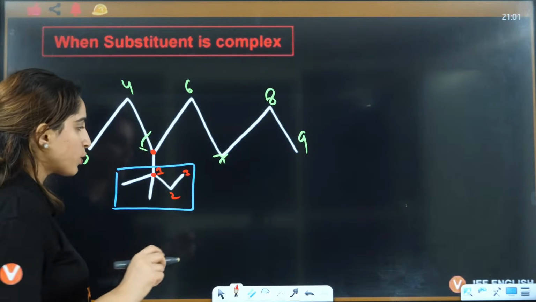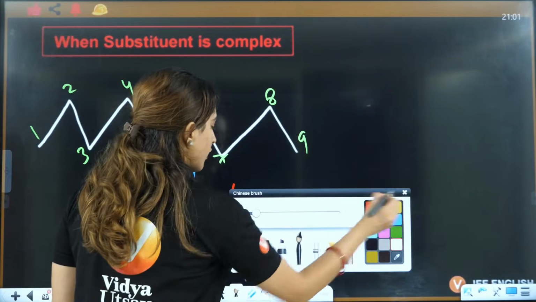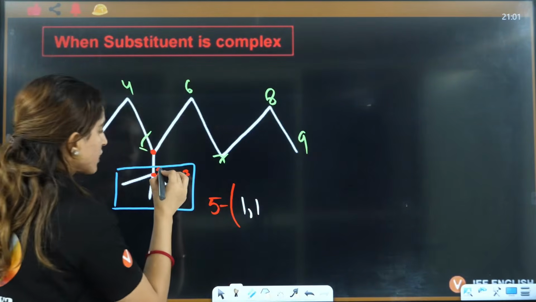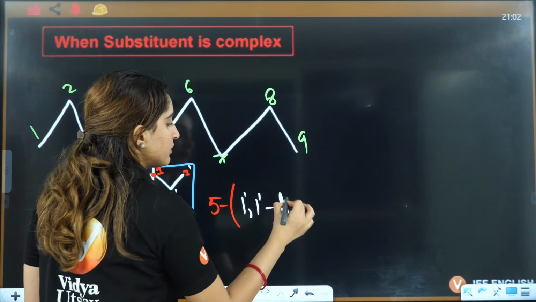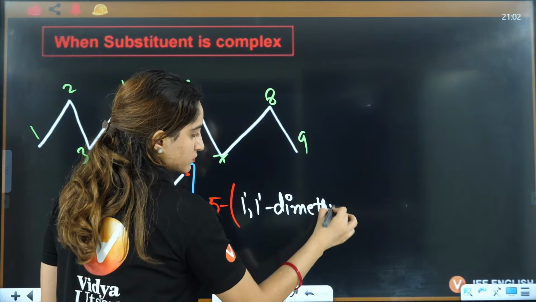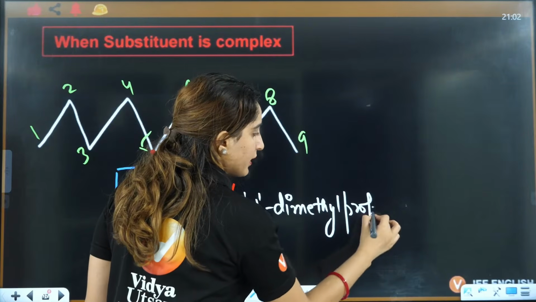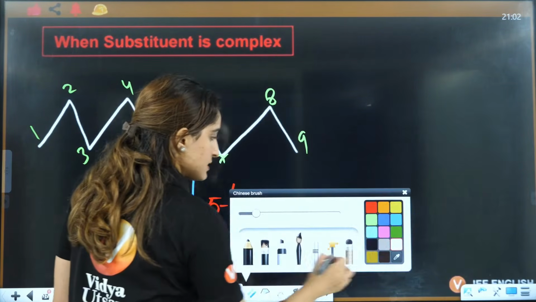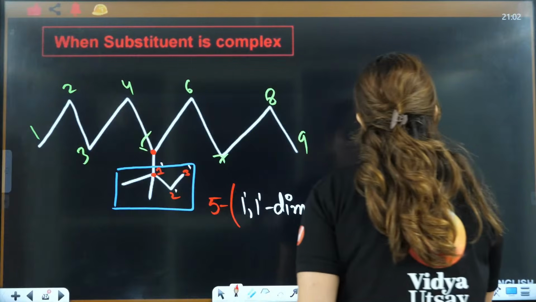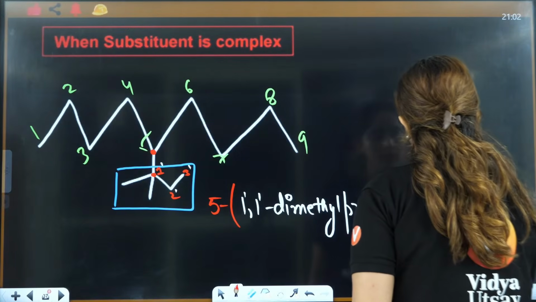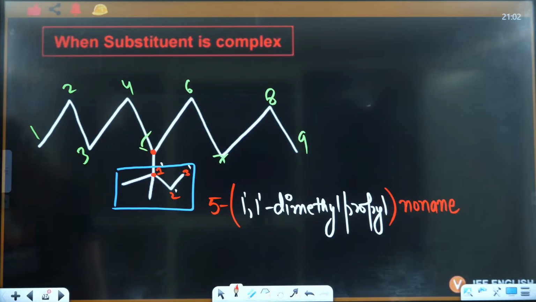So it is 1,1-dimethyl propane. On the 5th number you have this substituent, which you can write as 5-(1,1-dimethyl)propyl. Here the full number of carbons is 3, so it will be propyl, and here you will have nonane. That is going to be the answer here. Clear? Right?